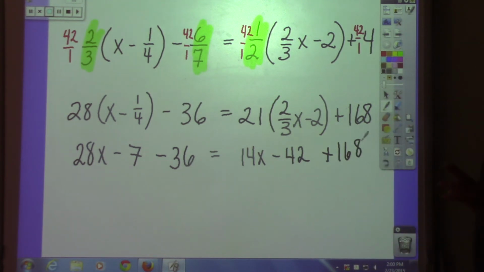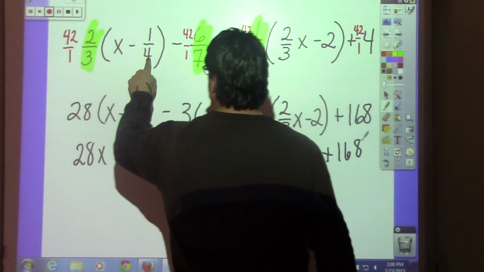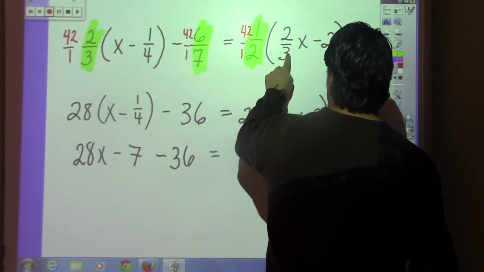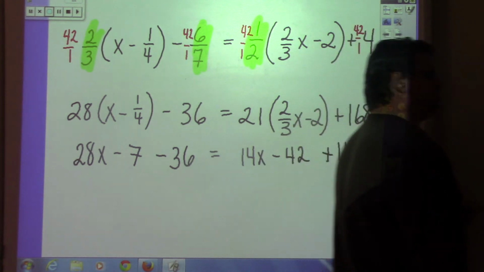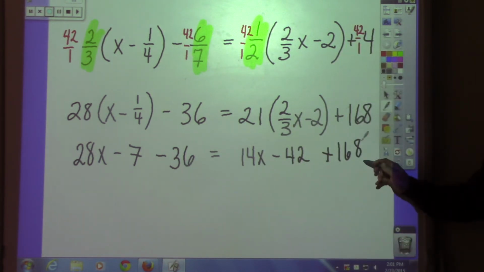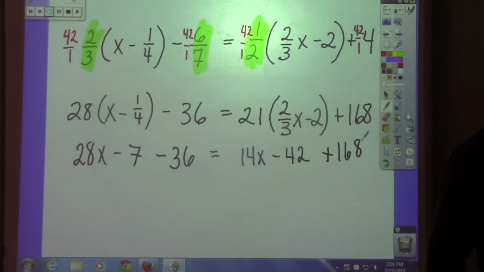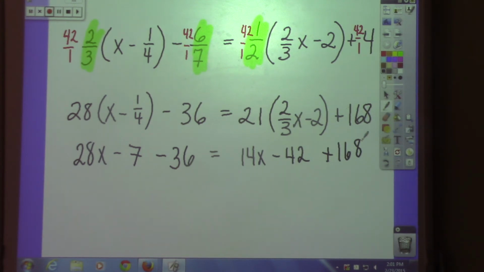Now you've gone from a problem with 1, 2, 3, 4, 5 fractions in it to what? No fractions. In just 2 steps. Now, is there any reason that you should not be able to do this? No.